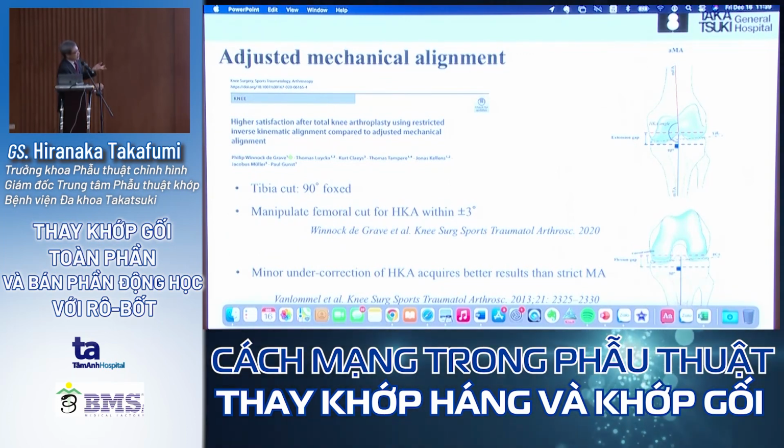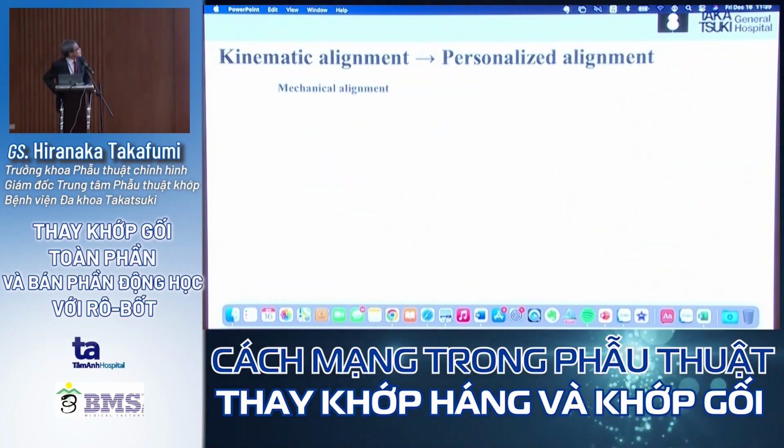This is the adjusted mechanical alignment. In the field of mechanical alignment, some variation of the alignment can be allowed because this is based on the data. So minor undercorrection of HKA acquires better results than strict mechanical alignment. So minor undercorrection, minor varus alignment can be allowed and even acquire good clinical results. So using this data, minor undercorrection can be allowed, plus or minus 3 degrees. So this approach also requires computer devices.